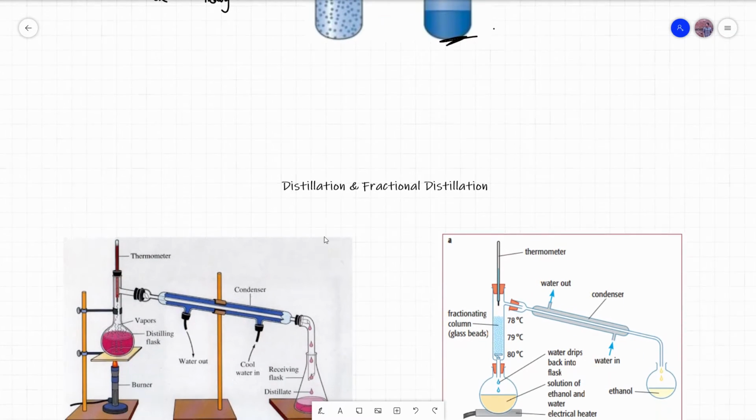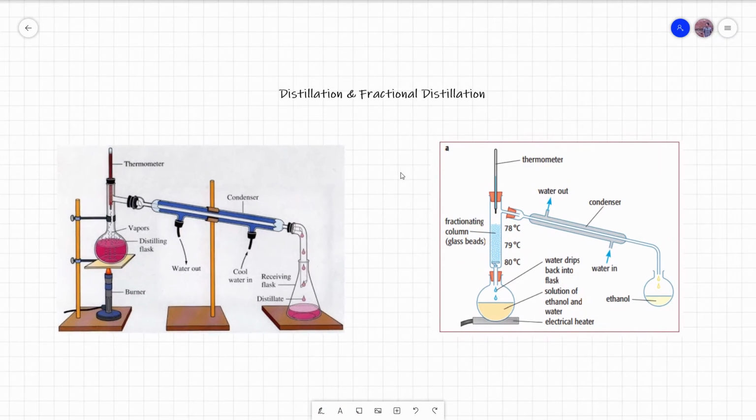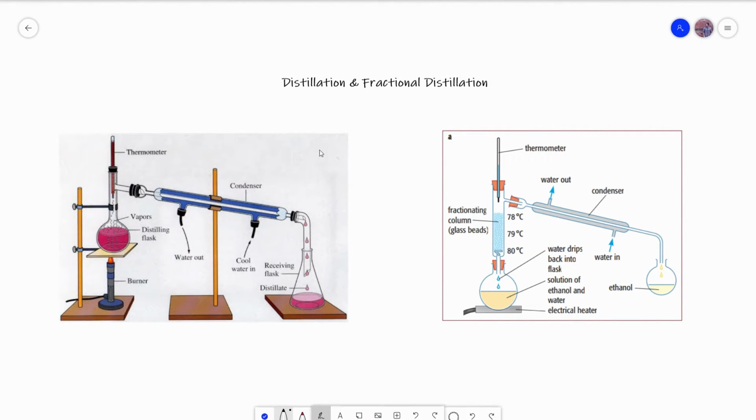Next we move on to distillation and fractional distillation. Distillation, the idea of it, is used when you want to separate a soluble liquid or a soluble solid from another liquid. If you look at distillation here on the left, you've got this apparatus which shows a round bottom flask, which is what you see over here on the left, that's being heated with this burner, and then you've got this tube sort of thing over here.